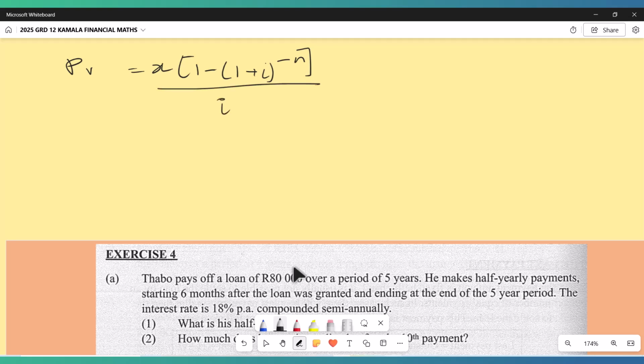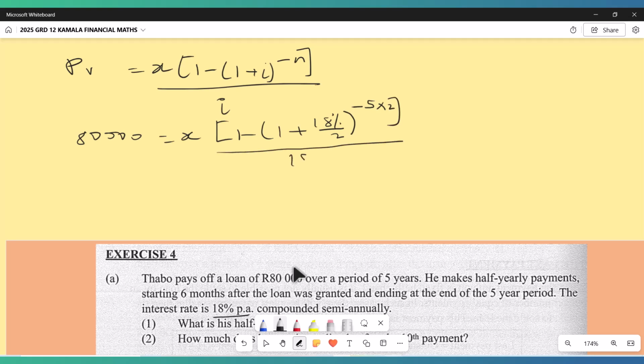Let us now substitute. They gave us the loan here, it is 80,000. We're looking for this x here. So 1 minus (1 plus i). The i is 18% per annum compounded semi-annually, so here it's going to be 18%. Because we are compounding semi-annually, we divide by 2 altogether. Then we're talking about 5 years, power negative 5 times 2, and then divide by i again, which is 18% divided by 2 again.